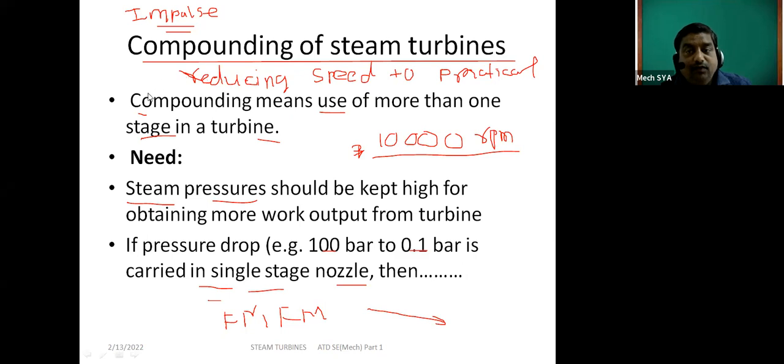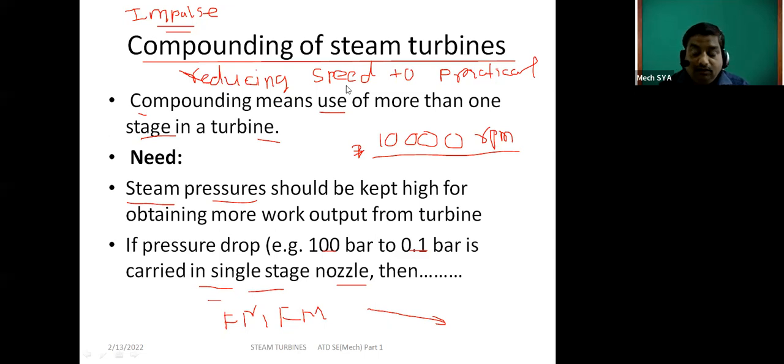And what is compounding? In the case of the impulse turbine, there are not many stages, and due to that, what will happen? Using more than one stage in the turbine. Good. So compounding means: in the impulse turbine, impulse is created only once, therefore further stages are not there. Therefore compounding is used, where we expand in more than one stage.